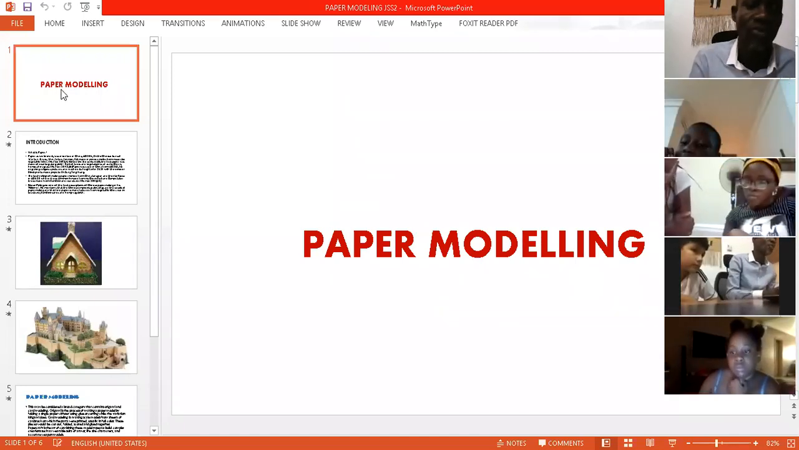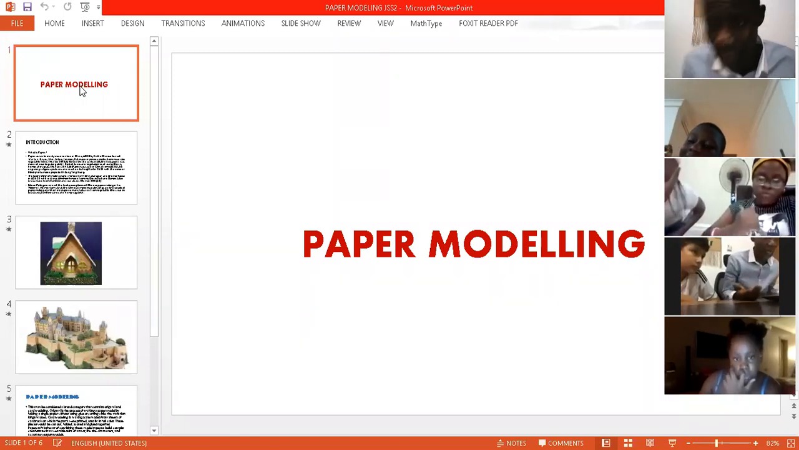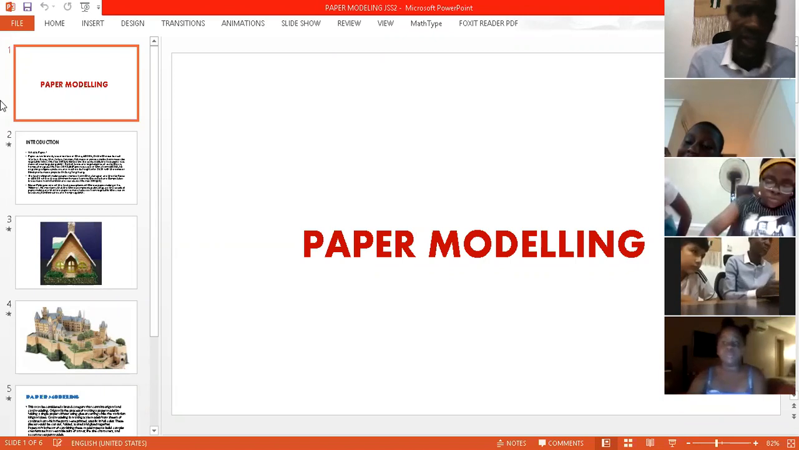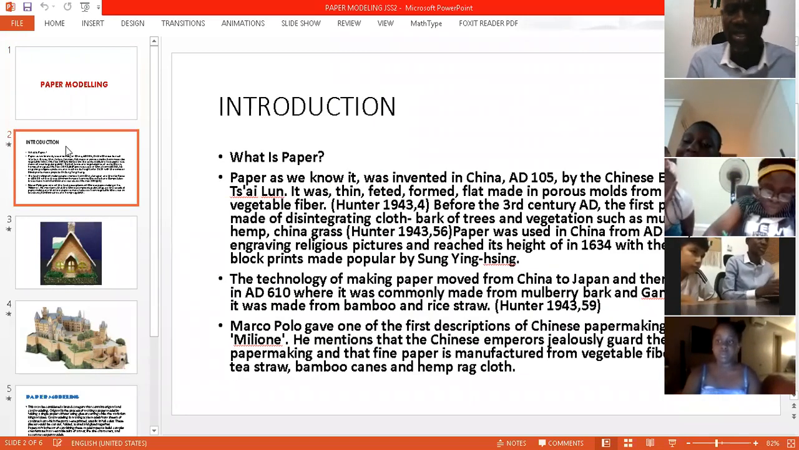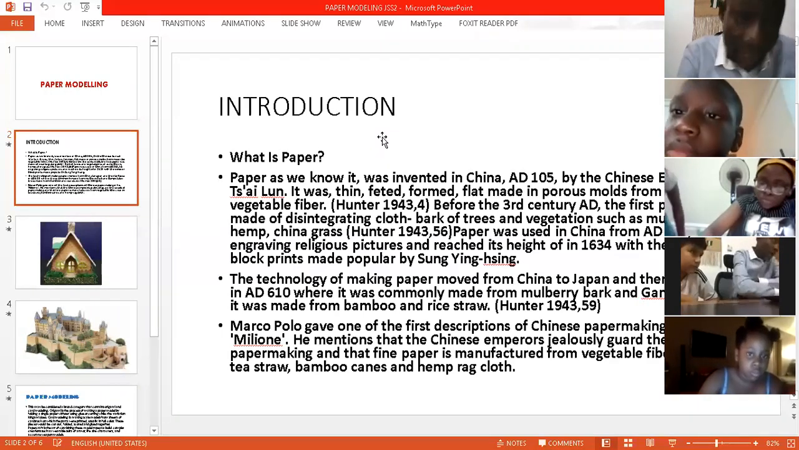Now, before we do that, look at this. You can see the topic there. It says paper modeling. Now, let's go to the introduction. It's not sugar paper. Yeah, there's sugar paper.